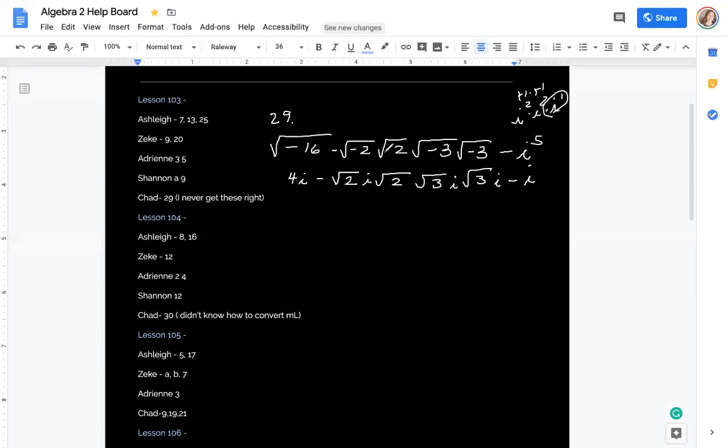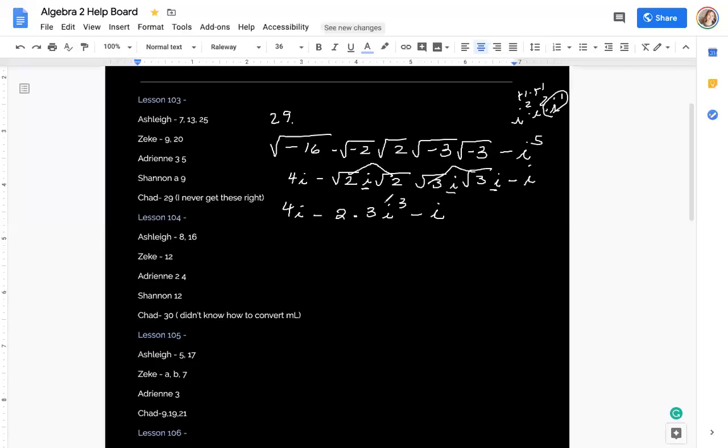All right, now, tricky stuff coming up. Square root of 2 times the square root of 2 is going to be 2. I'm just going to leave these i's for later. So that's going to be 2. The square root of 3 times the square root of 3 is going to be 3. And then we have i. So it's going to be i cubed minus i.